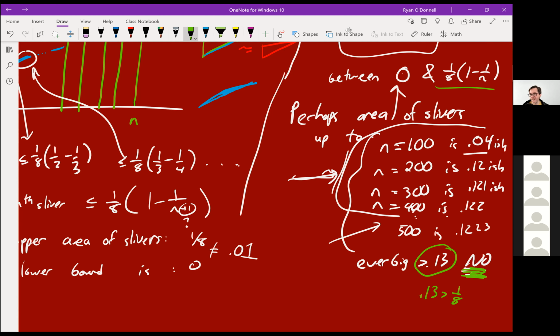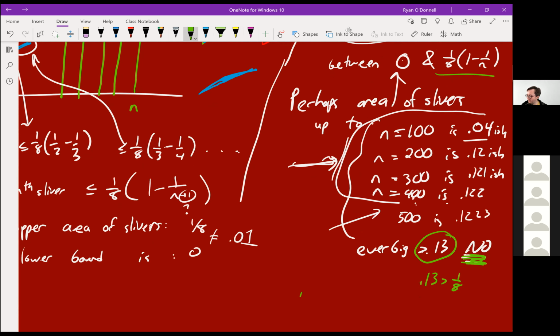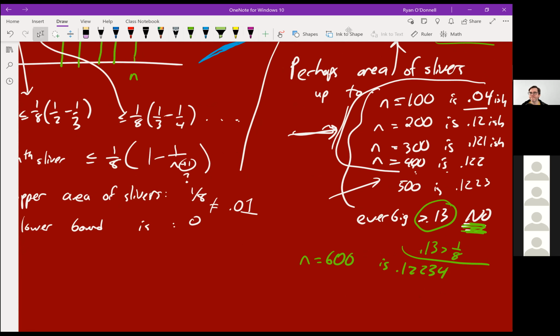I think I am kind of confused, but I guess based off of this, you asked about 600. What would it be for n equals 600? For n equals 600, I'm telling you the area of the slivers is 0.12234. You're pinning me down a little bit here. Ask me another one. What is n equals 700?